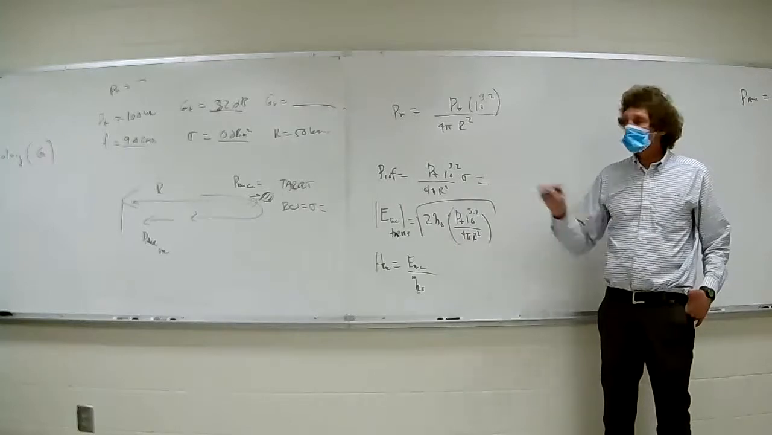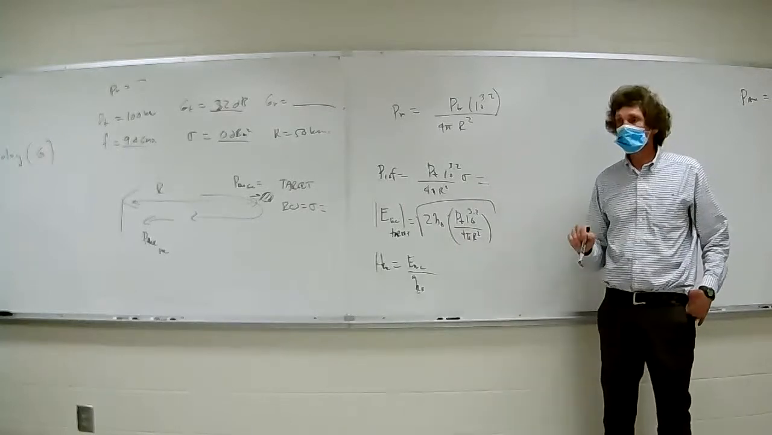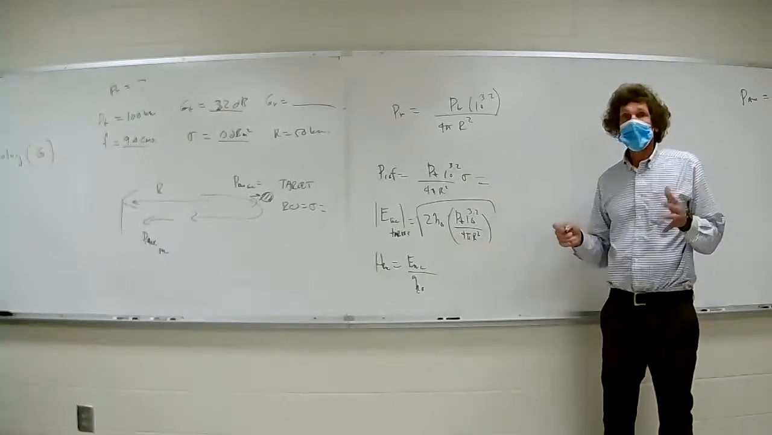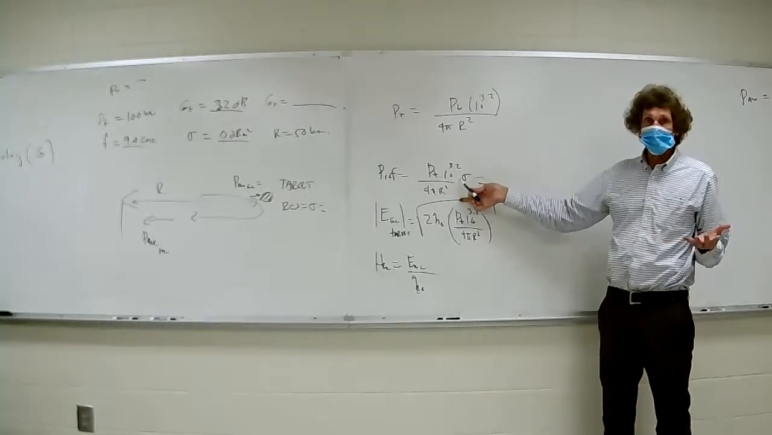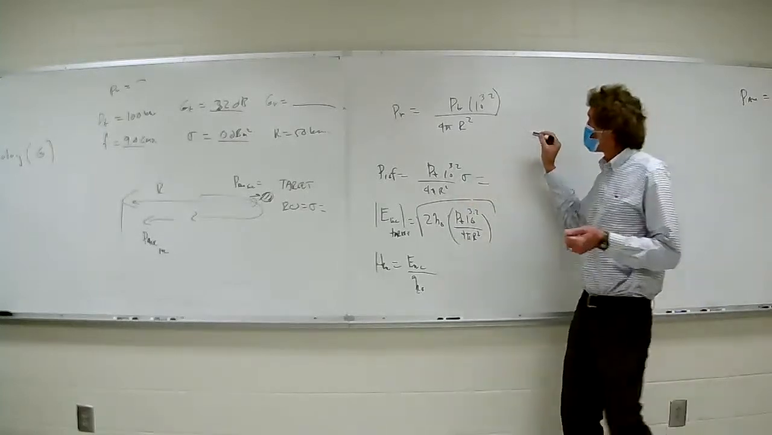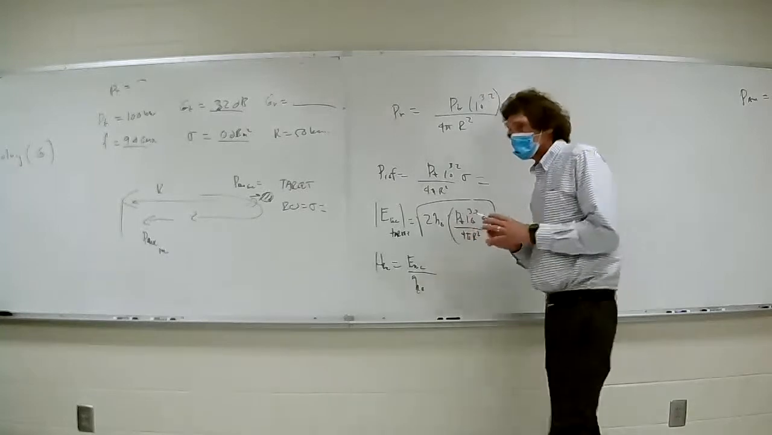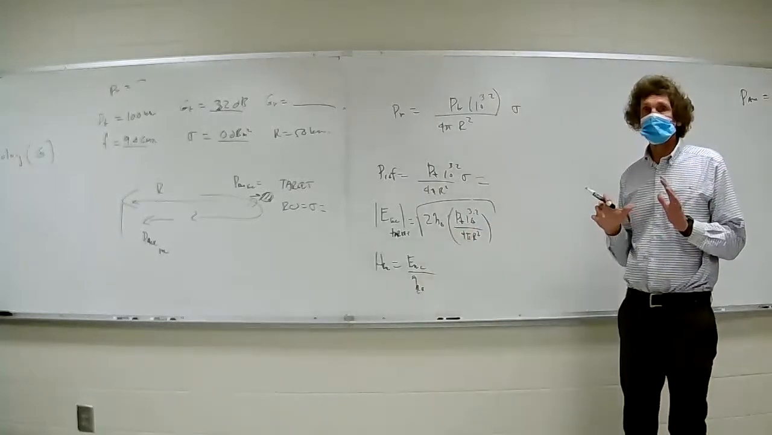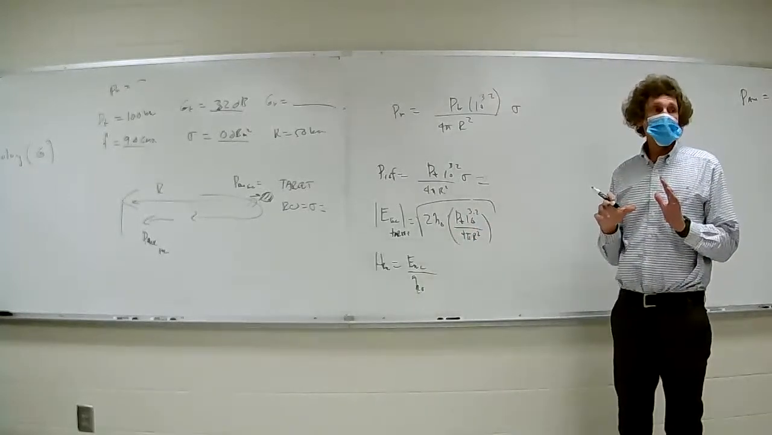I want the power density on the target. I want the E field on the target. I want the H field. There we go. This is the total reflected power, right? Getting back to here, so I multiply this by sigma. That's the total reflected power density, correct? What do we do next?